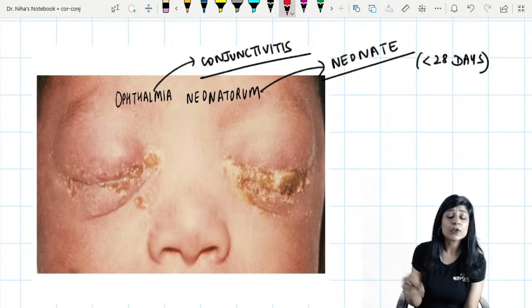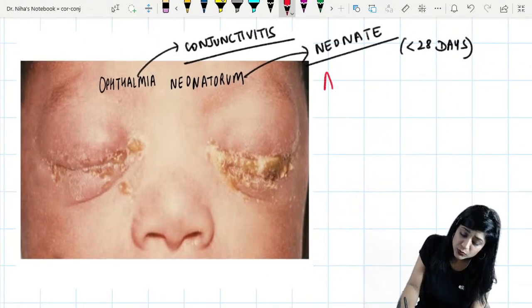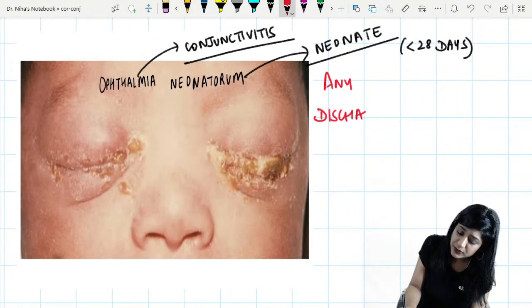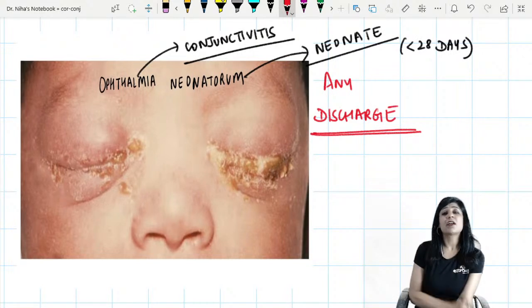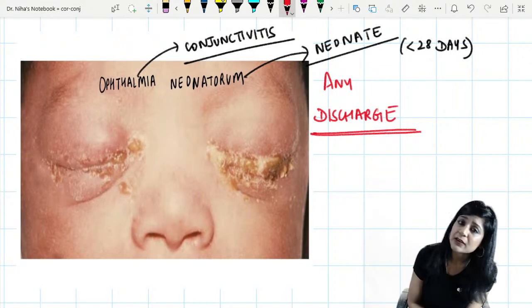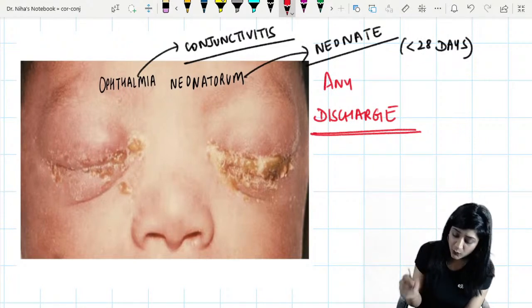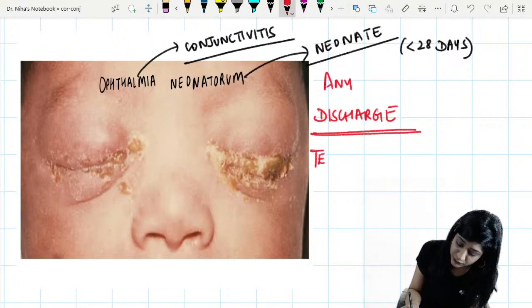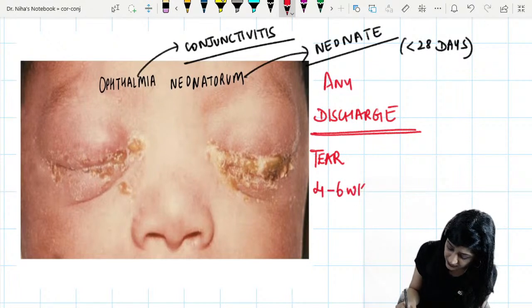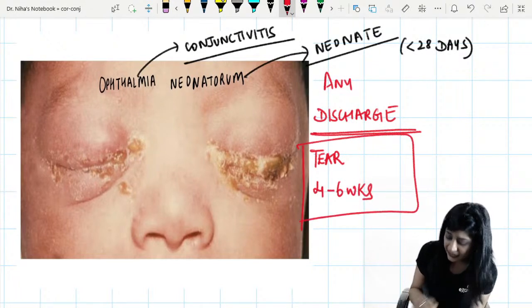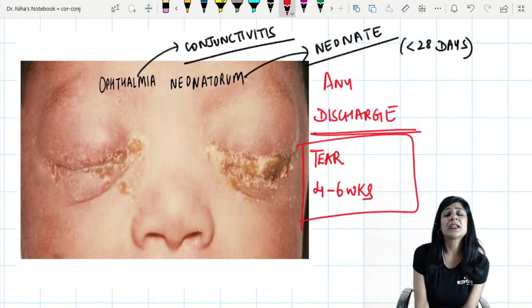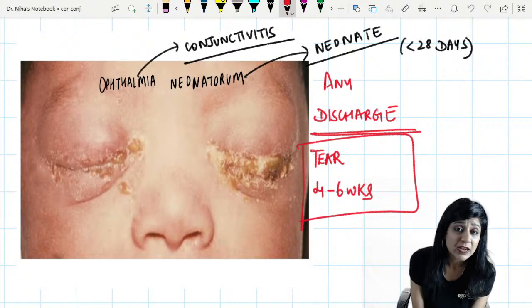And how will you actually suspect? Any discharge from the eyes of a baby less than 28 days should arouse the suspicion of Ophthalmia neonatorum, because tears are not formed till then. What is the time of tear formation? If you talk about the tears, it is between 4 to 6 weeks. So before that, any kind of discharge that is taking place is actually Ophthalmia neonatorum.